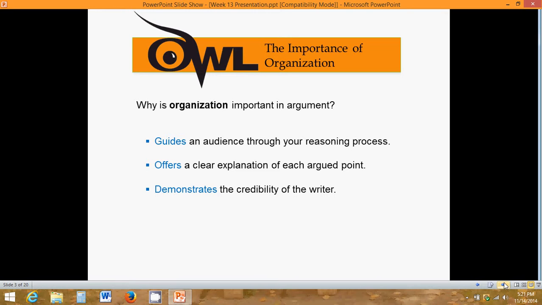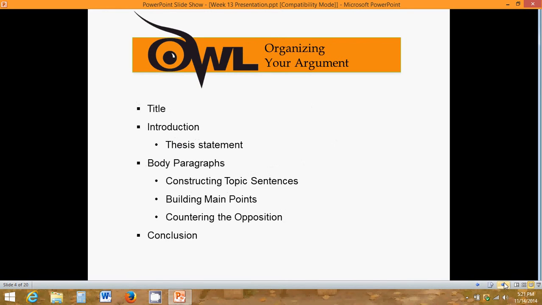So you will offer a clear explanation of each argument. That's why we use so much research in an argument paper, because that's one of the ways that you can explain your point of view. So when you organize a paper, there's a basic strategy. Of course, you're going to start with a title. I don't want to see a title that says final essay or essay 5 or something like that. Your title should actually have some reflection on the topic that you're going to cover.